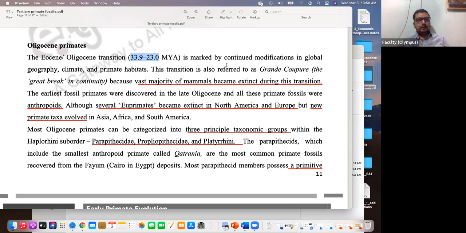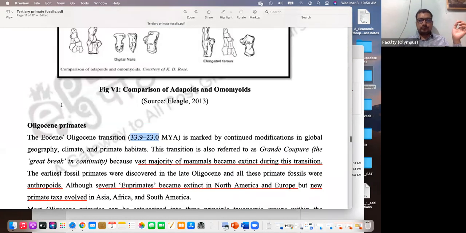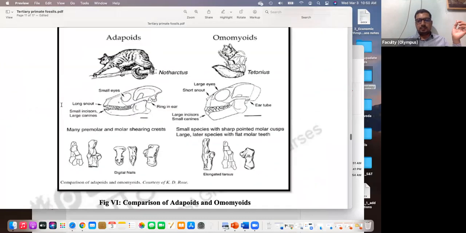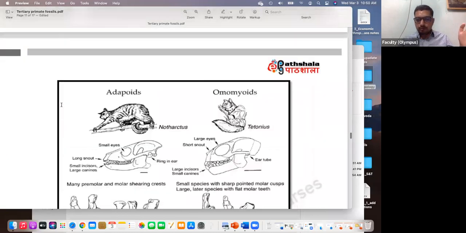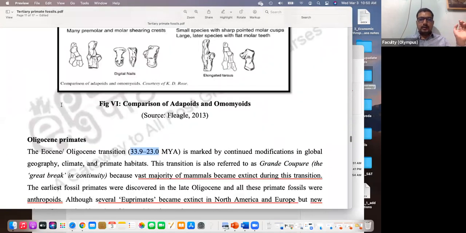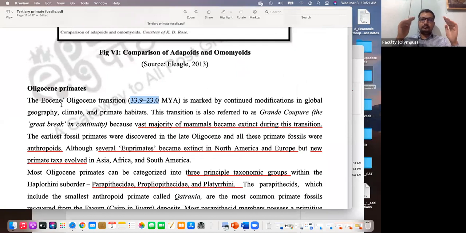In the Oligocene period, the fossil primates that were discovered were mostly anthropoids. Remember, previously we talked about prosimians. From the classification, if you remember, they are the more primitive type of monkeys. Till Eocene, we talked about more prosimian type of monkeys. But now we started seeing the anthropoid, meaning more old world, new world, ape-like, human-like. Creation had begun in the Oligocene epoch.